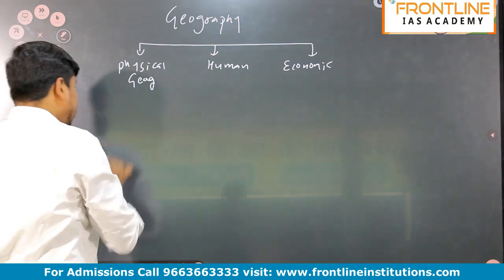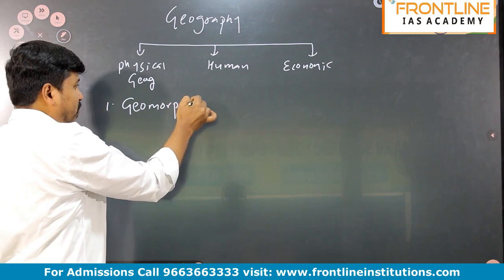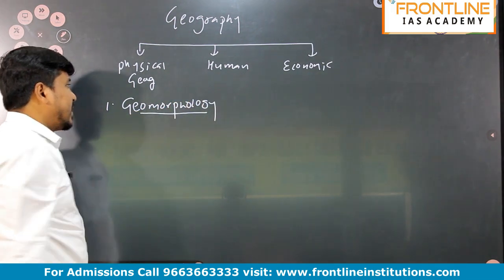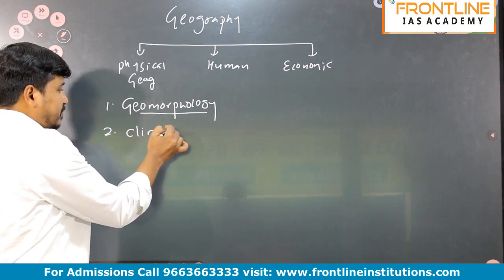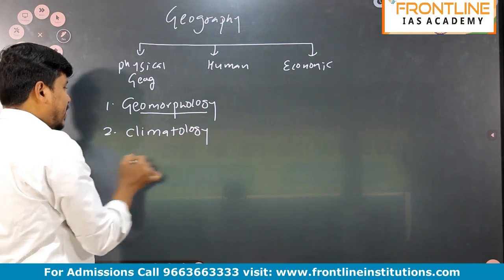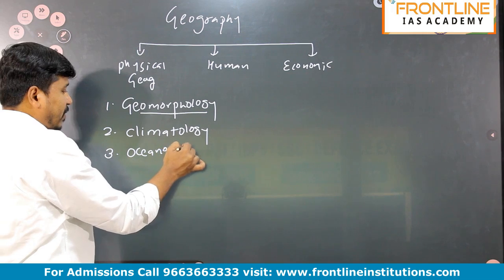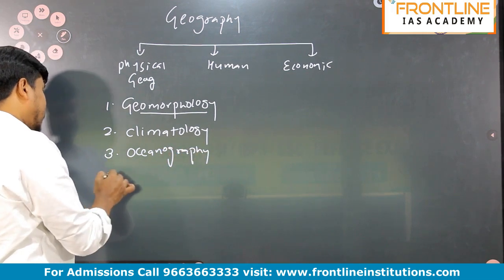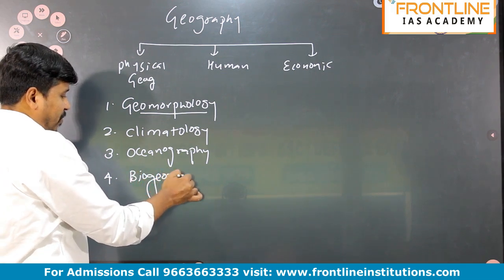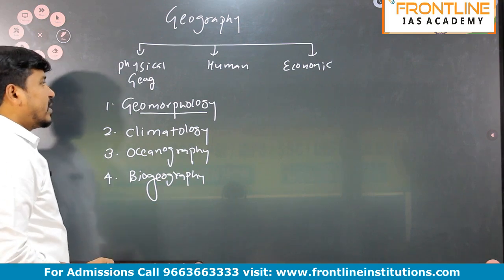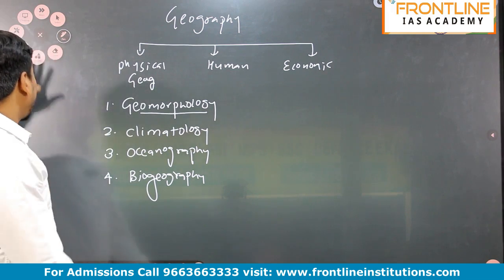In that, the first very important chapter is geomorphology, right? And second chapter is climatology, and third important chapter is oceanography, and fourth chapter is biogeography, right? Very important chapters: geomorphology, climatology, oceanography, and biogeography.